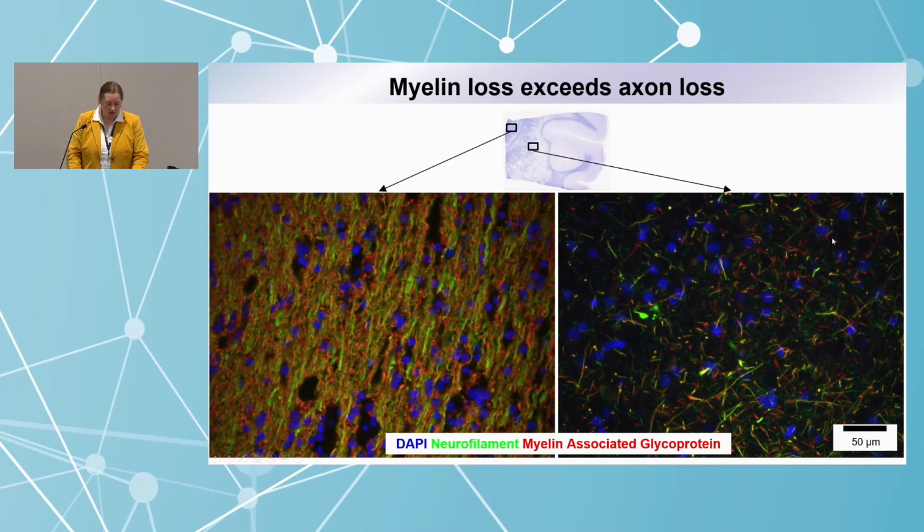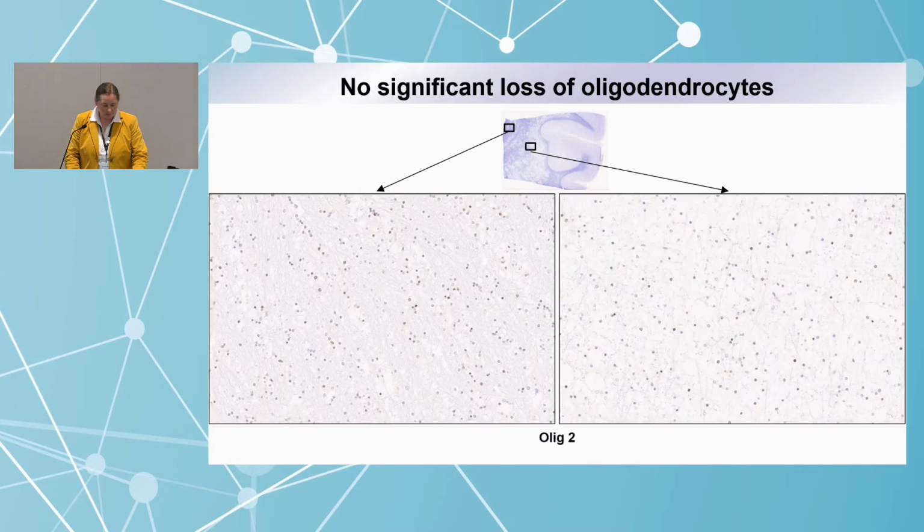It's a true demyelinating disease in the sense that while we do have axonal loss, there's definitely more myelin loss than axon loss. As you can see, there are some naked axons that have lost the myelin sheath, but eventually axons appear to die as well. What we don't see is the loss of oligodendrocytes. So it's not a disease of dying oligodendrocytes.